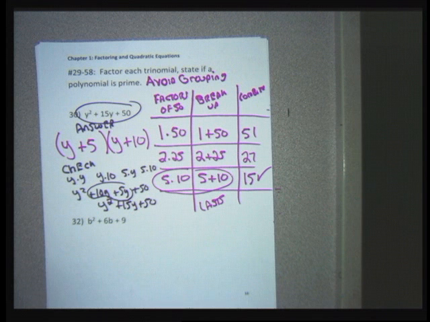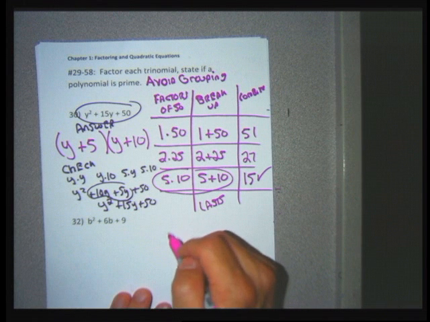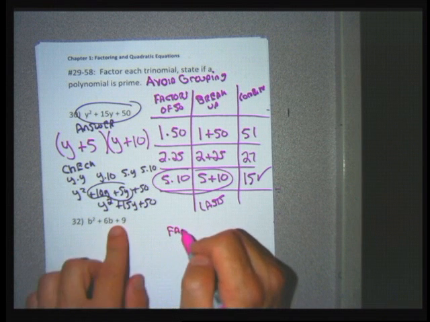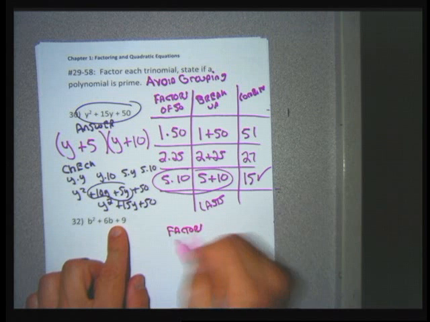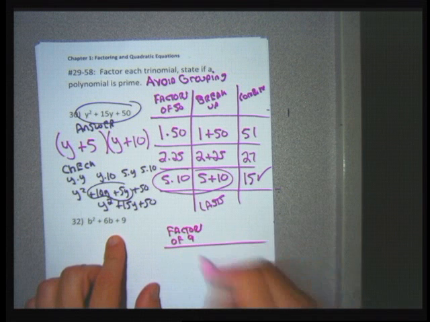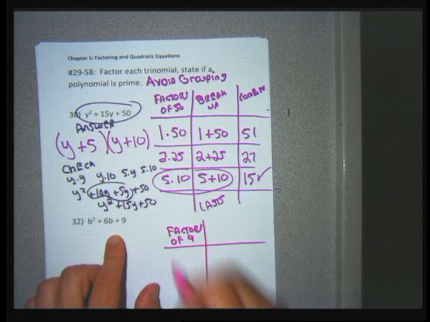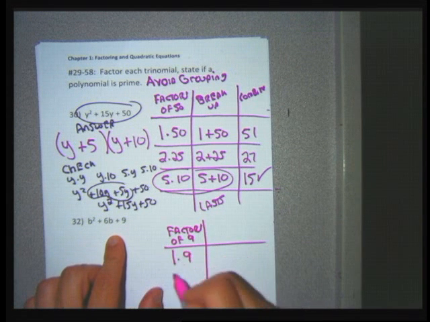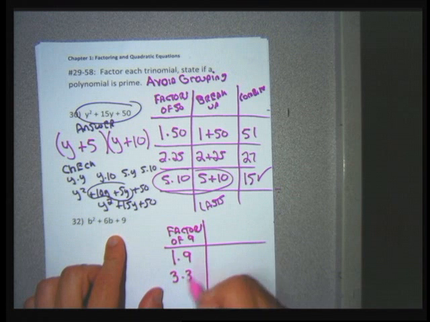I'll do the same thing for 32. I'll avoid grouping and I'll get my answer. I still need to know the factors of the last number. In this case, it's 9. There's no negatives in the problem, so I'm not worried about shoving any negatives in. My choices are 1 and 9, and 3 and 3.